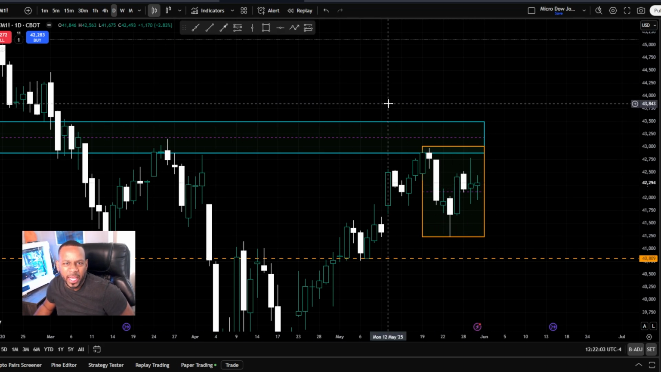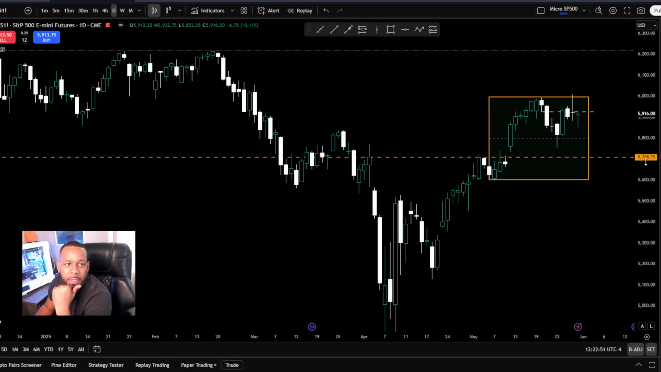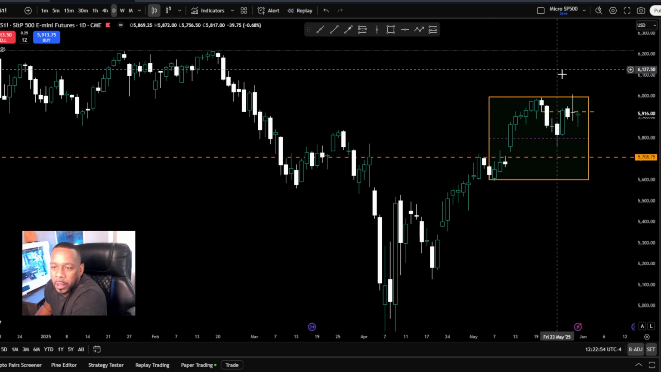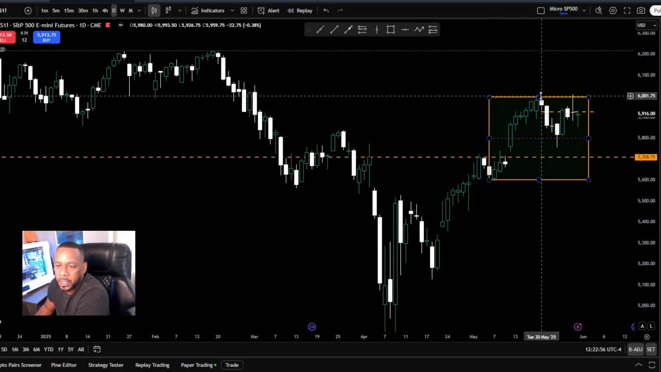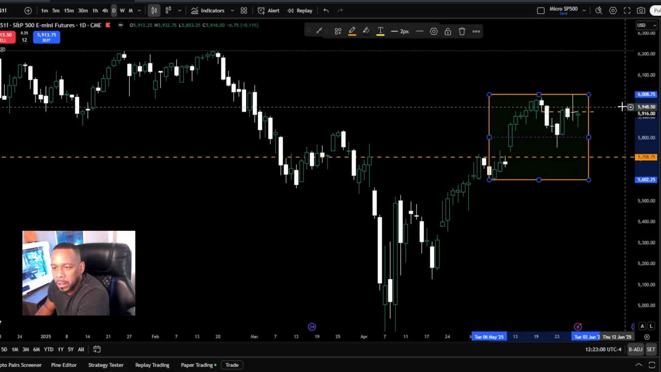So that's the Dow. Let's go over here to S&P. Here we are with S&P. Here's our daily. Here's our range. It looked like it just popped right outside of our range. So we have a new high here.